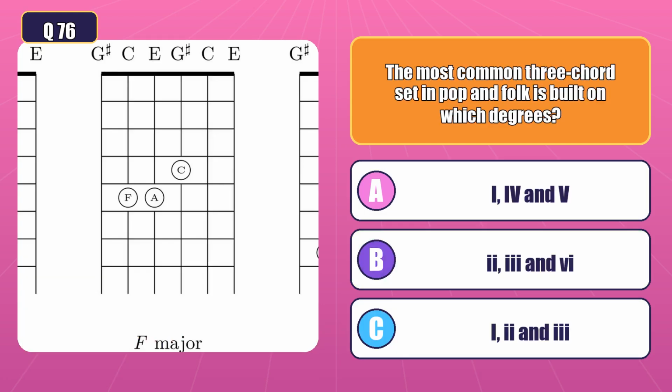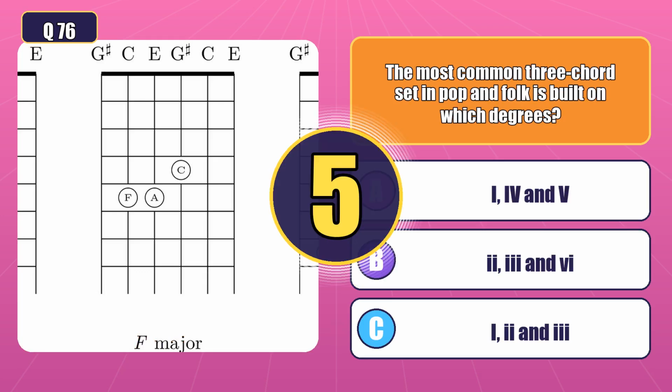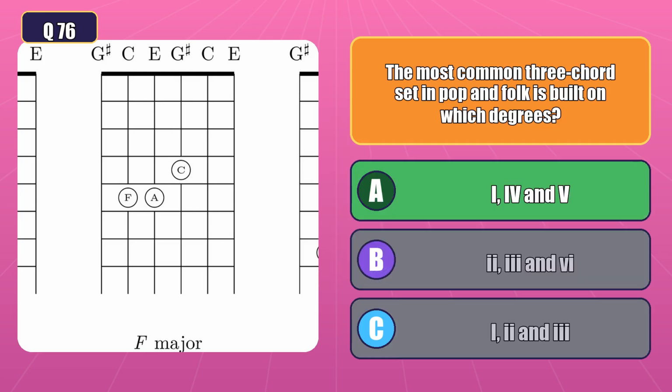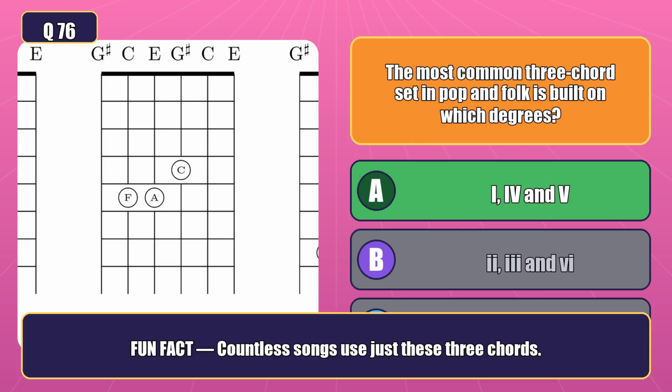Question number 76. The most common 3-chord set in pop and folk is built on which degrees? The answer is I, IV, and V. Fun fact, countless songs use just these 3 chords.